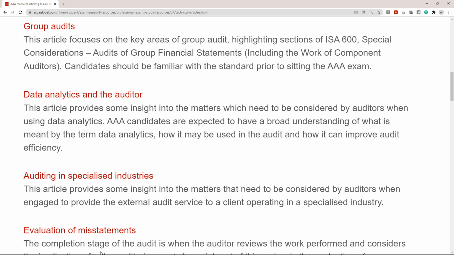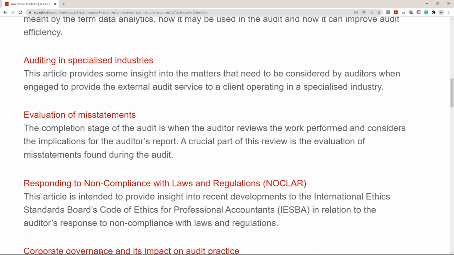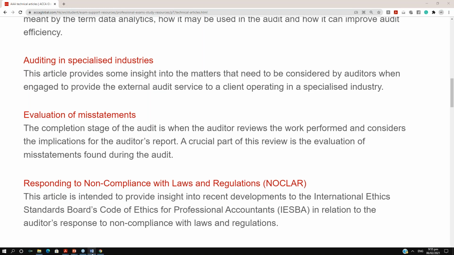Come to article number 8, audit in a specialized industry. You should know this article. You should know what the auditor does when auditing a specialized industry, and what sort of things you need to focus on. If you get a question in the exam paper where you are an auditor of a specialized industry, the examiner has given you examples of specialized industry, and the examiner tells you exactly what extra you need to do when auditing a specialized industry. So I will rate the article.